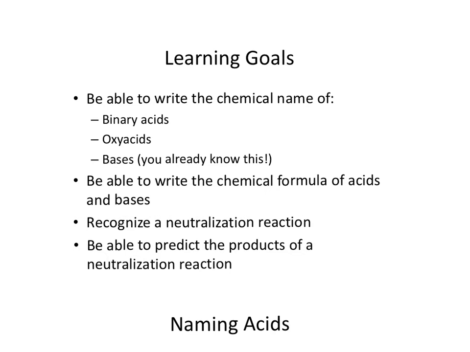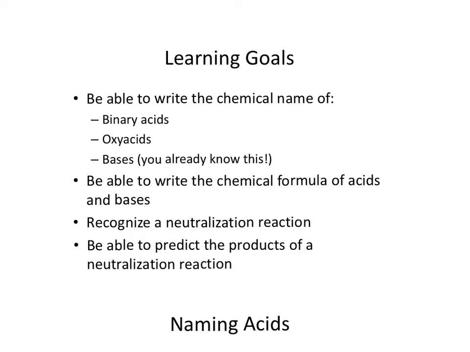Generally speaking, our learning goals are to be able to write the chemical name of different acids. There are 2 different acids. We have binary acids. Remember, bi means 2, so there's 2 parts to the acid. And oxy acids, well, oxy is like oxygen, so basically it has oxygen in it somewhere. And then bases, you actually already know how to name bases, so that's pretty cool. Good job.